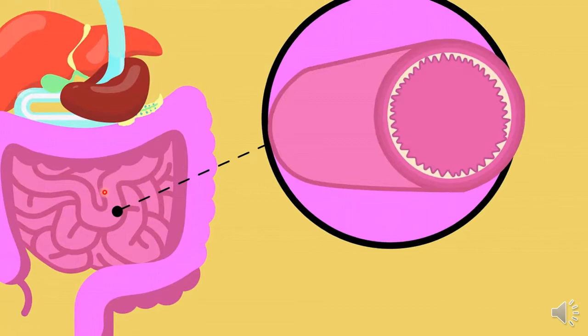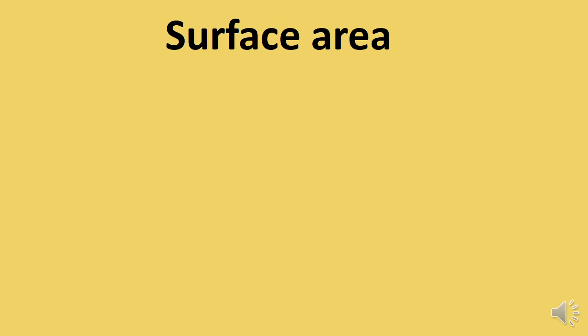So actually the shape of the intestines from the inside also helps with the absorption. So it's actually not very smooth, circular. As you can see, there are folds over here. Why do we have these folds? So this is the first property that we will learn about the intestine, which is the surface area.